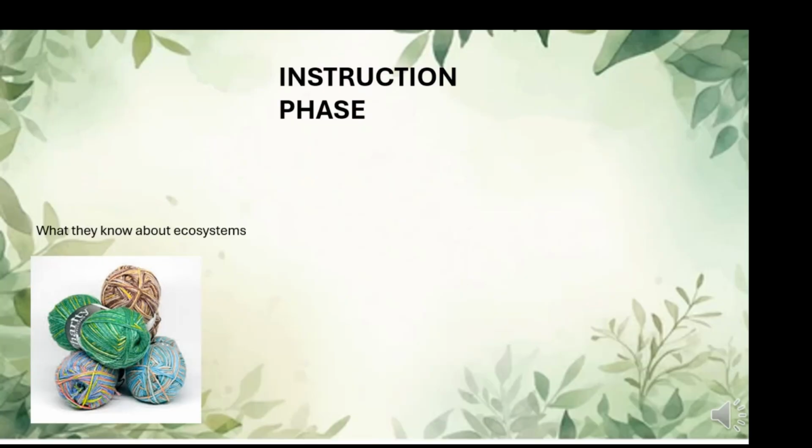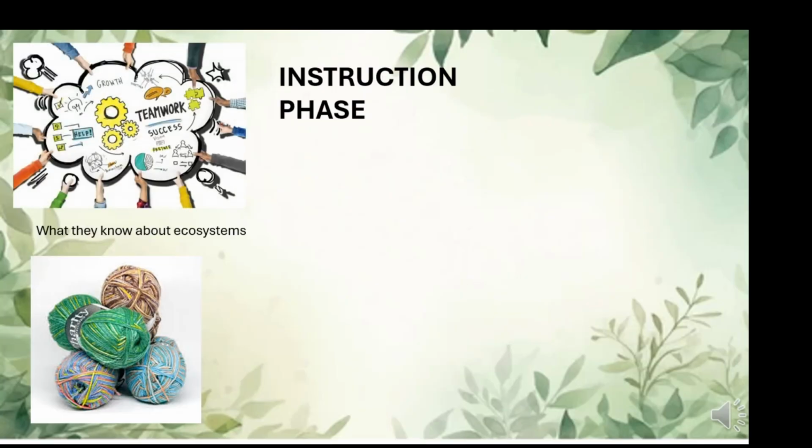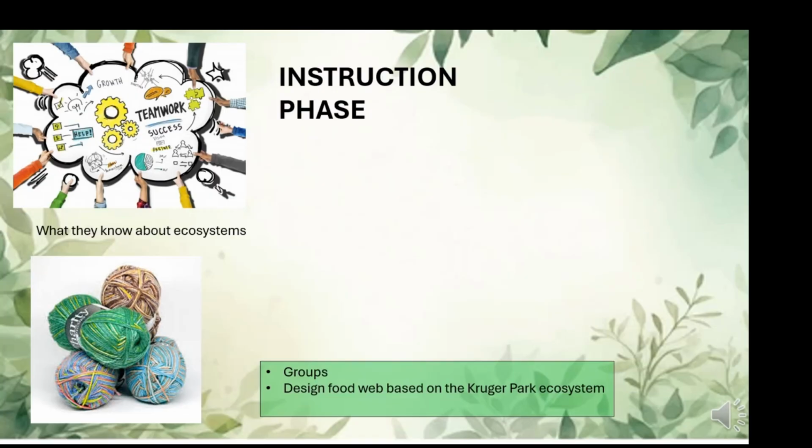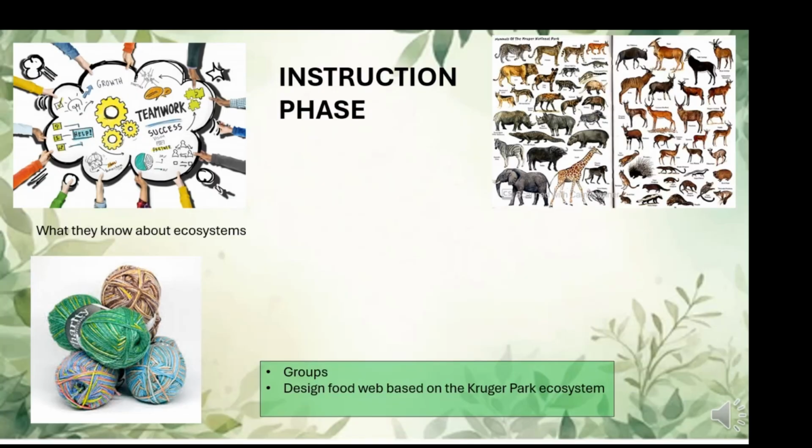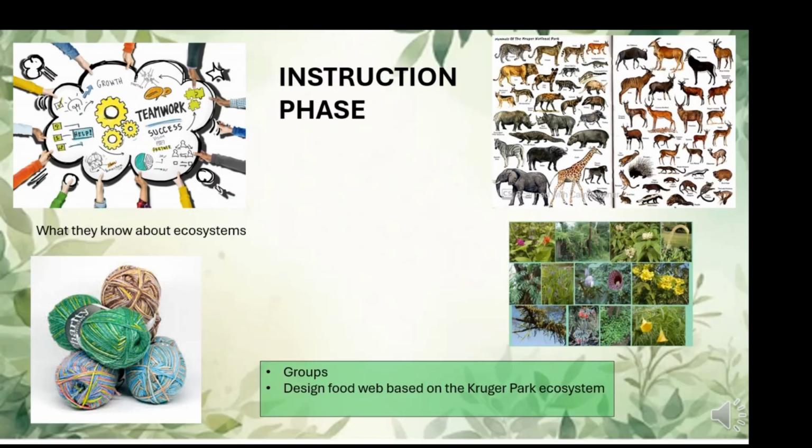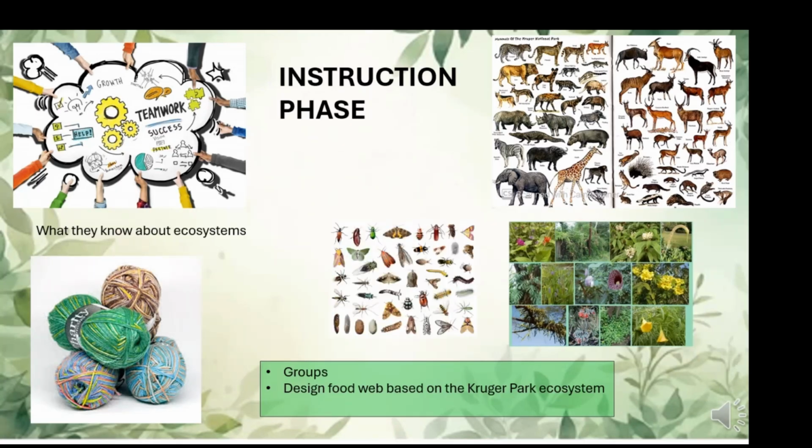The yarn web activity helps to build relationships while learning. I would give each group organism cards which represent animals from the Kruger Park and have them physically connect them with yarn to represent the energy flow. This tactile cooperative task becomes the common third element, which is a shared experience that builds trust and engagement.